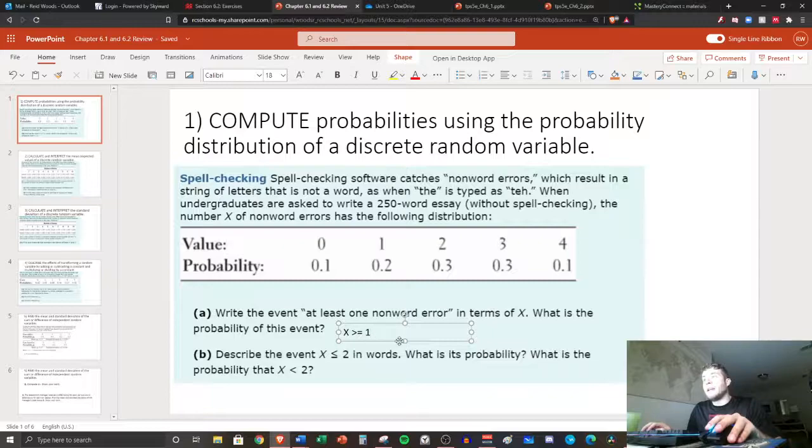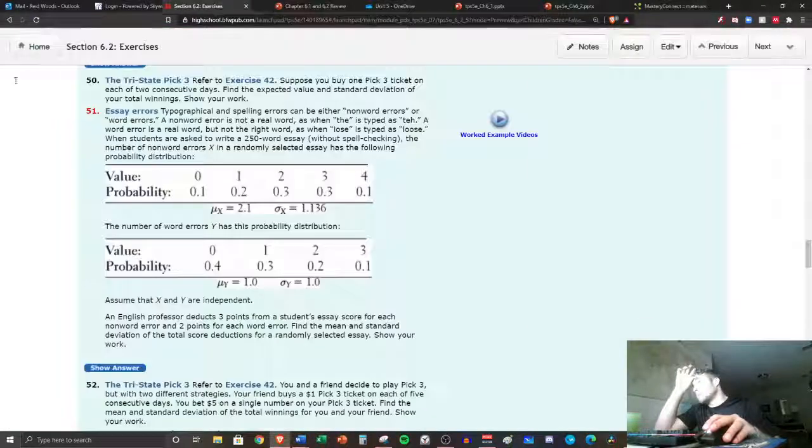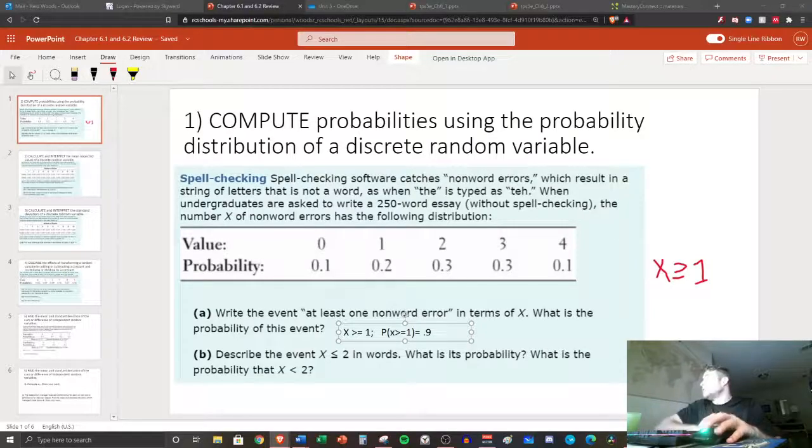Okay. Now it says what is the probability of this event? So I'm going to put a colon. We want the probability that X is greater than or equal to 1. By the way, just to give you a sense of how I would actually be drawing this, it's X greater than or equal to 1. Okay, so now we want to find the probability of that. Well, we take this, and this, add them all up, and we get 0.9. So that should be the answer to this problem.